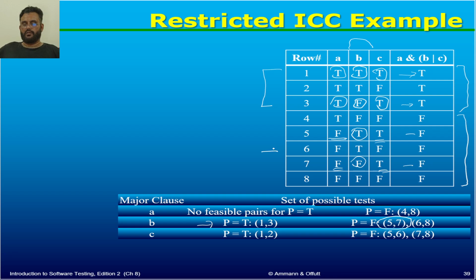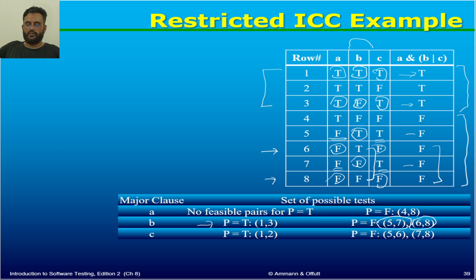Likewise, you can also look at rows number 6 and 8. Here the value of B changes from true to false, and the minor clause values remain the same, they did not change, and the predicate value also didn't change, it remained false. So the 6-8 pair is also mentioned here, that it can be used as a possibility to cover the second case where the predicate is false for B as the major clause. Similarly, you can work out C as major clause.